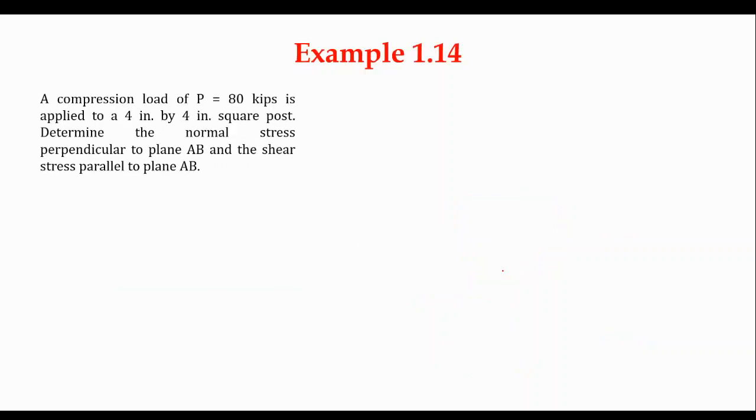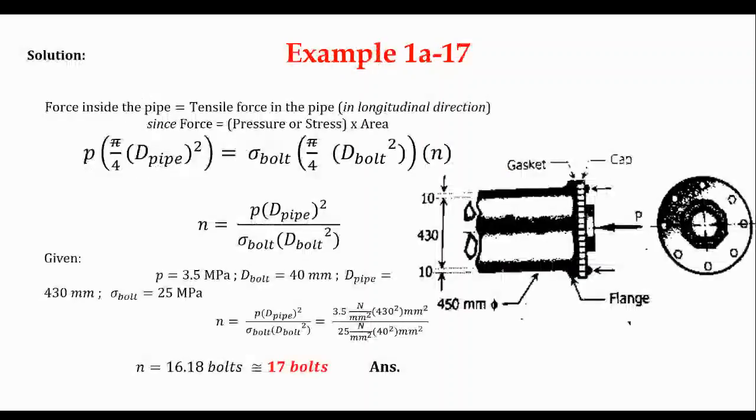So the next example, a compression load of 80 kips is applied to a 4-inch by 4-inch square post. Determine the normal stress perpendicular to plane AB and the shear stress parallel to plane AB. So, ito yung figure.